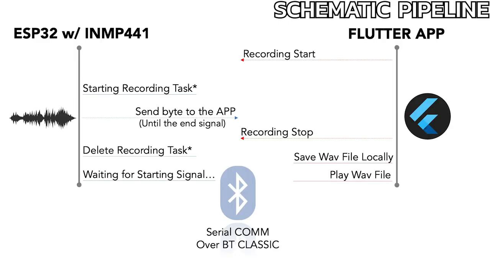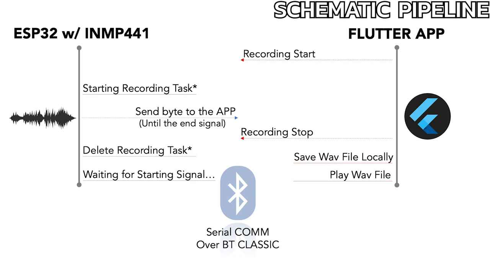This is a diagram of today's project. This ESP32 works in task units based on FreeRTOS. First, when you send a start string from the app, ESP32 starts the recording task. Instead of storing recording data inside ESP32, it sends the byte data to the app via Bluetooth Serial. By doing this, you can record for a long time as much as your phone memory is available.